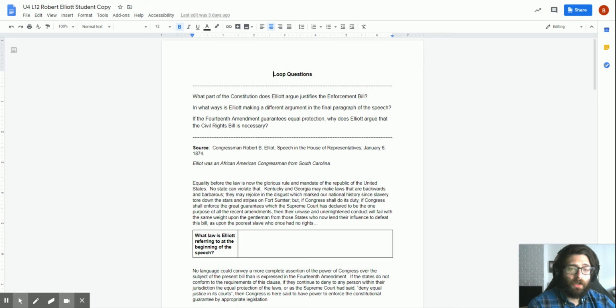Second question, in what ways is Elliott making a different argument in the final paragraph of the speech? So, obviously you need a little more context. When you get to the last paragraph, that's when you should start to think about this question. You'll see it when you get there.